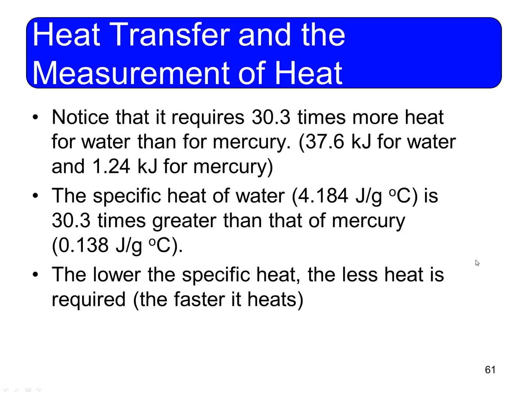Okay, so if we look at mercury and water, which one's going to heat faster? Mercury. Obviously we see that it only takes 1.24 kilojoules of heat to heat up the mercury, and so the mercury has a lower specific heat. So the lower the specific heat, the less heat it requires to heat that substance, and so the faster it is going to heat. Okay, so let me give you another example that I wrote down here.